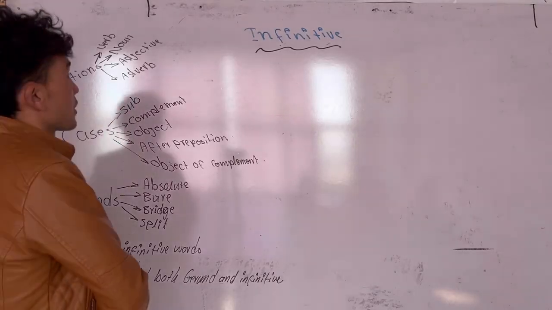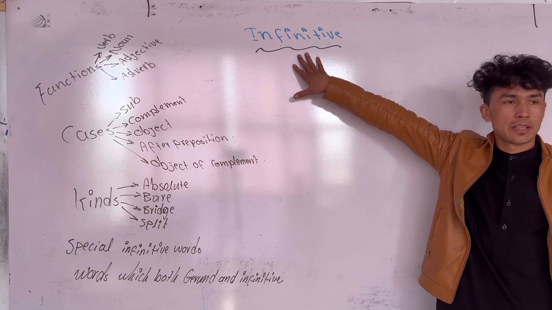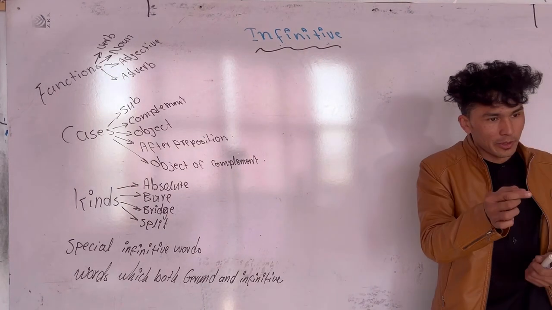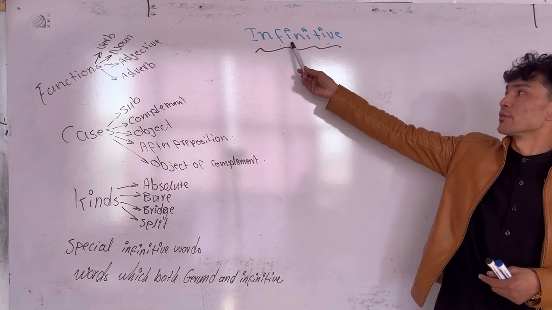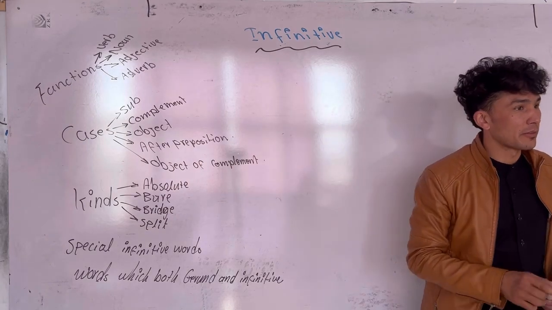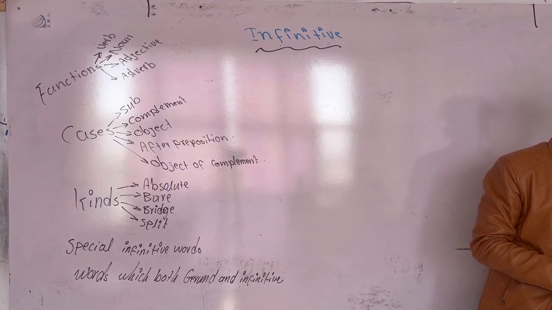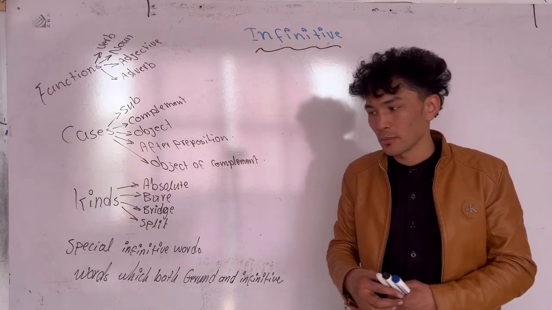The grammar we are going to get familiar with today is the infinitive. Last week we studied the gerund, the -ing form of the verb, which functions as a noun in a sentence. Did you understand? But the infinitive is to plus the base form of the verb, and it also functions as a noun in a sentence. You know what I mean?